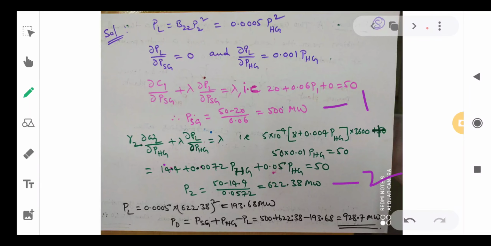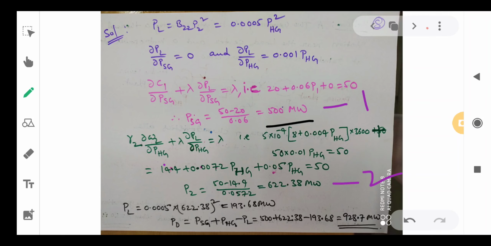Therefore the coordination equation: dou C1 by dou PSG plus lambda into dou PL by dou PSG equal to lambda. So now dC1 by dPSG equal to 20 plus 0.06 P1 plus 0 equal to 50. Therefore PSG, the steam generation, equal to 50 minus 20 divided by 0.06, that is equal to 500 megawatts. This is the solution for steam or thermal generation.